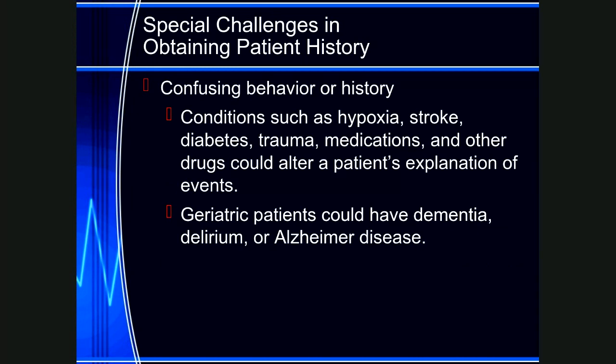Confusing behavior or history of behavioral histories. There could be conditions such as hypoxia, stroke, diabetes, trauma, medications, and other drugs that could alter a patient's explanation. Geriatric patients could have dementia, delirium, or Alzheimer's disease, so they're not able to explain everything that's going on or understand what's going on.